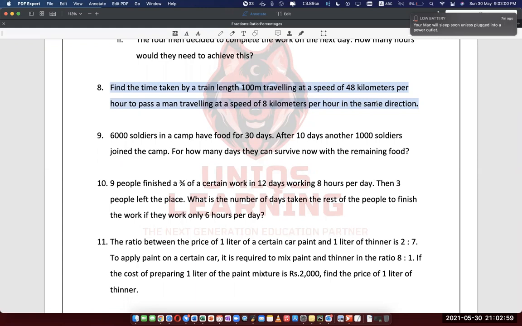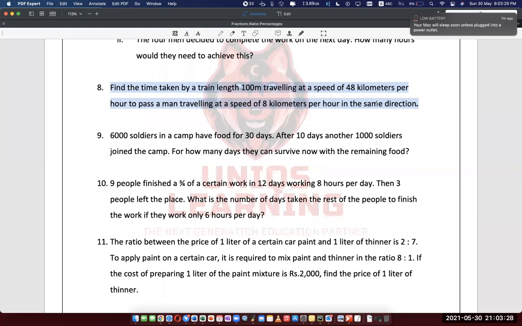Okay, so now tell me, is it direct proportion or indirect proportion? When the distance is increasing, the time taken to travel is also going to increase, right? For 48 kilometers, it takes 1 hour. For 100 kilometers, it takes more time. So when the distance is increasing, the time is also increasing. That means they are directly proportional.